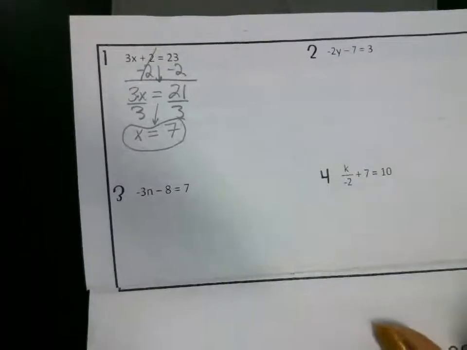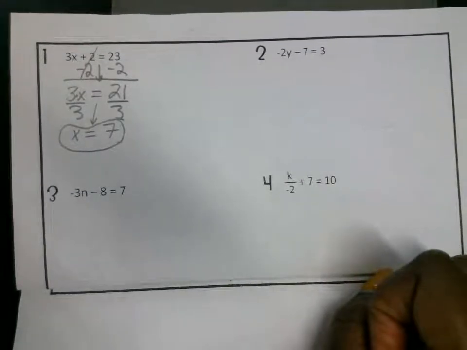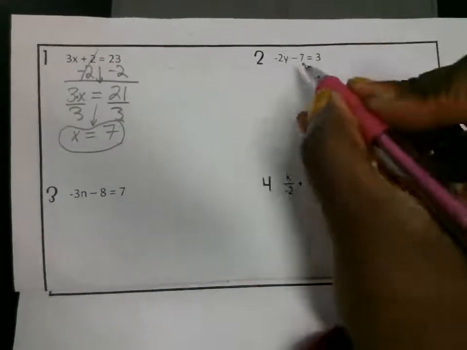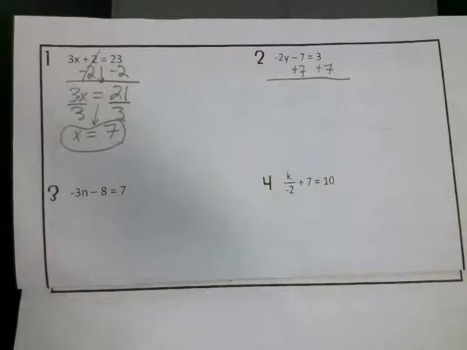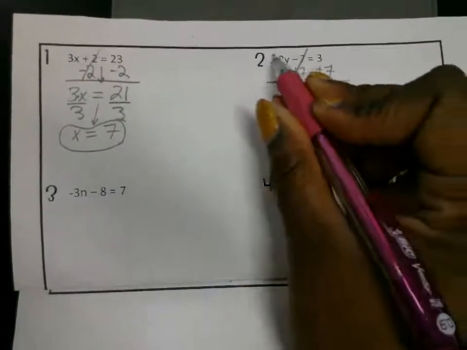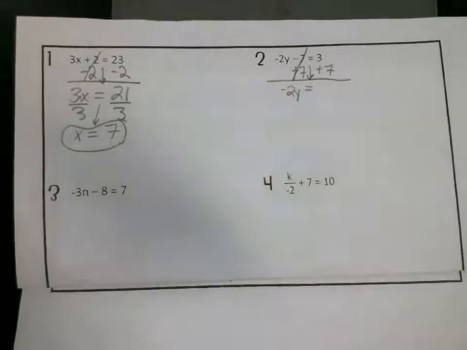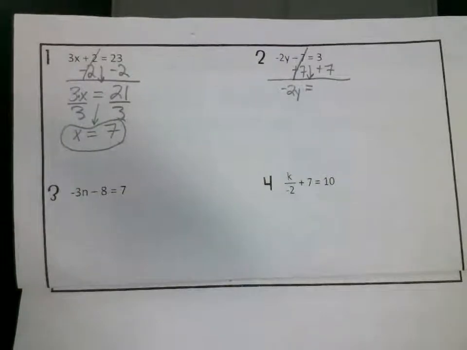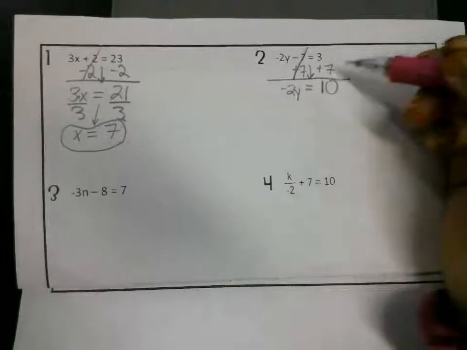All right, let's look at number 2. What are we going to do first there? Add 7 to both sides. Very good. When we add 7 to both sides, this is gone. This is 0. So we're left with what over here? -2y. Bring down the equal. What is 3 plus 7 on this side? 10. Very good.